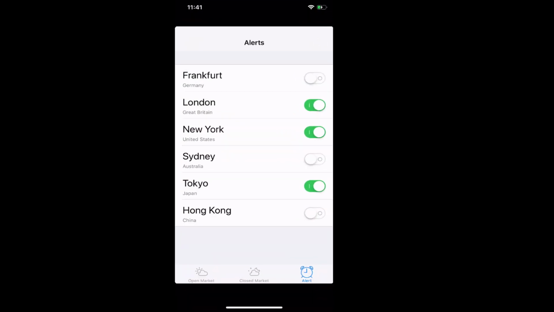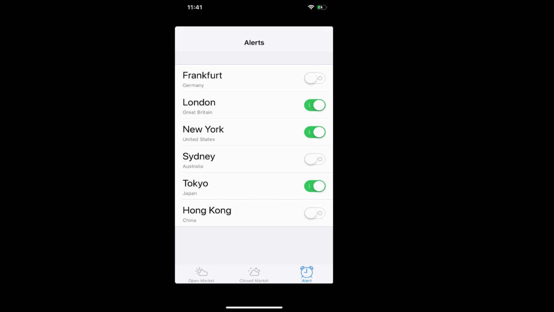What Forex Hours basically does is it tells you when the next session is opening. As you may know, there are different Forex trading sessions. There's the London session, the New York session, the Tokyo session, Hong Kong, and the German session as well. All these sessions are opening on a daily basis, constantly opening and closing.